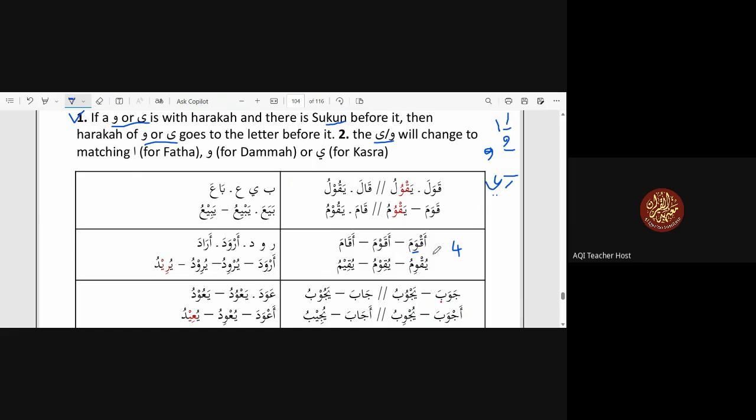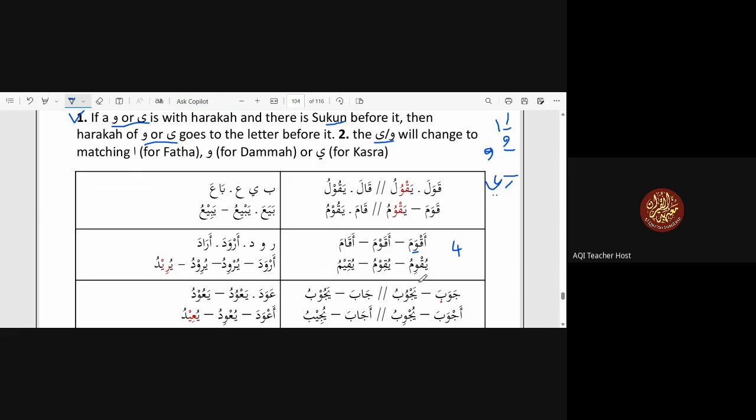Aqawma, because according to the past rule we have learned that this haraka will change. Sorry, the second rule. So it will become aqawma after the exchange of the harakat, and then because it has got fatha, this waw will change to alif. The waw will change to alif for easy pronunciation, aqama.